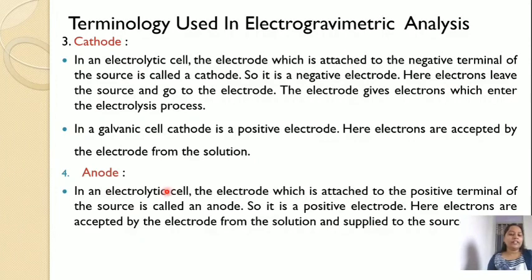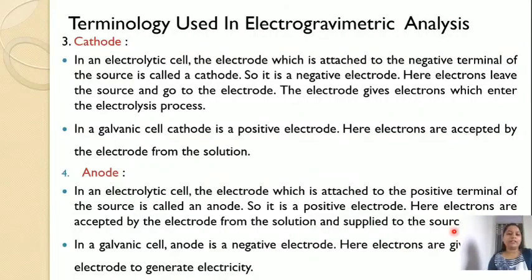Anode. In an electrolytic cell, the electrode which is attached to the positive terminal of the source is called the anode, so it is a positive electrode. In an electrolytic cell, the anode is the positive electrode because it is attached to the positive terminal of the cell. The anode accepts the electrons from the solution and supplies them to the source. In a galvanic cell, the opposite phenomenon occurs. The anode is the negative electrode, and here electrons are given by the electrode to generate electricity.